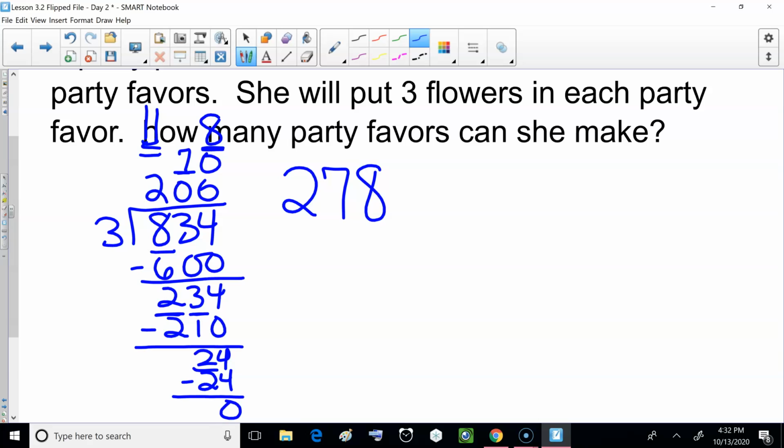Hopefully you answered: labels, labels, labels. How many party favors can she make? 278 party favors. So you can pause the video right now and write down another example of how to use expanded notation as you're solving word problems today.